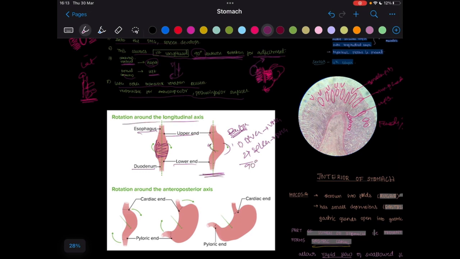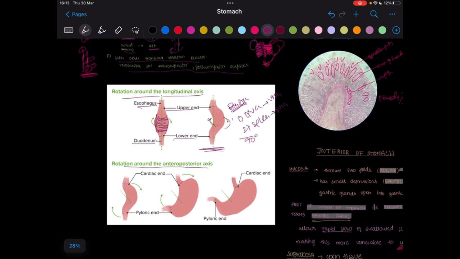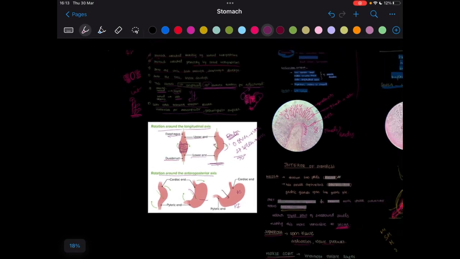So this is rotation around the longitudinal axis. Now, talking about rotation along the transverse axis, suppose we continue from here, this is kind of lifted above. There is a transverse rotation this way, which causes the anterior superior part and the posterior inferior part. So this is about the stomach.